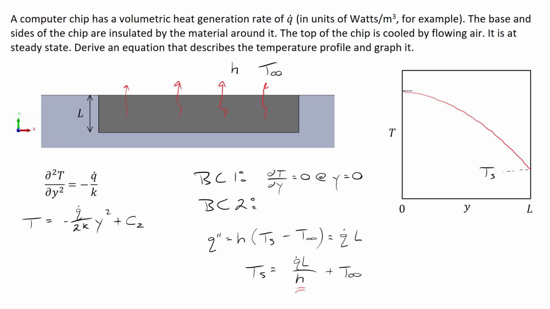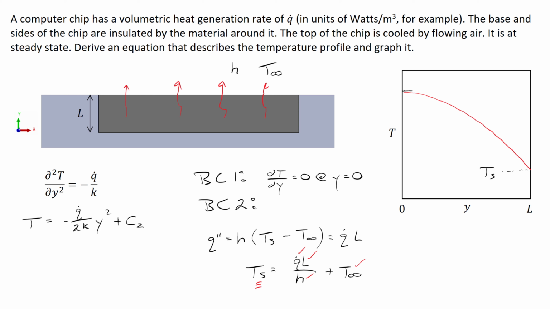Double checking our units on that, it had better have units of temperature. Q dot is watts per cubic meter, length is meters, and 1 over the heat transfer coefficient is meters squared Kelvin per watt. Simplifying this, we find that watts cancel out and cubic meters cancel out, and we are left with units of Kelvin, which is good. Because we know the volumetric heat generation rate, the thickness of the chip, the heat transfer coefficient and the ambient temperature, we now know the surface temperature of the chip.